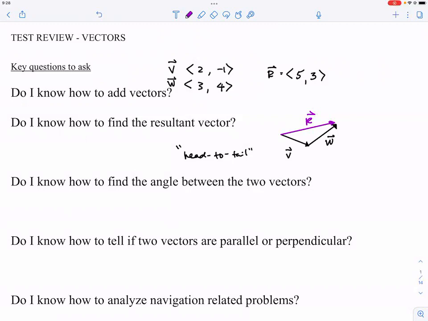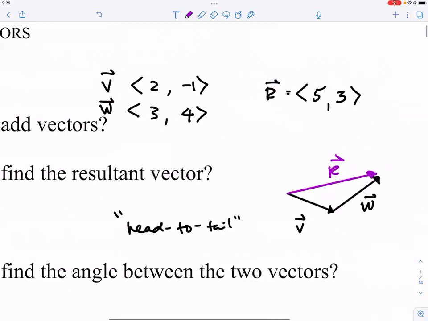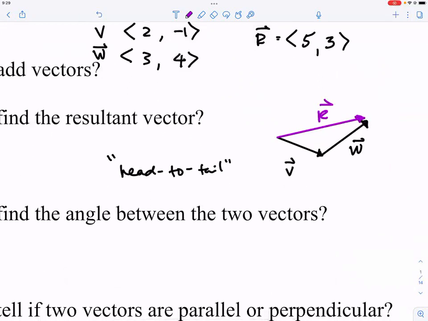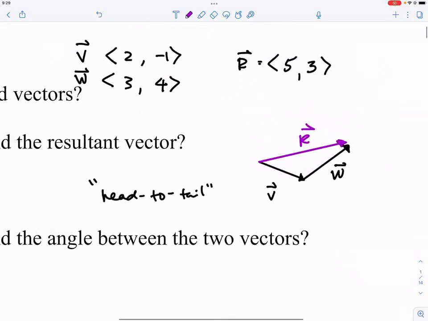Okay, so the first 2 questions are actually the same question. If you know how to add the vectors together, then you know how to do the resultant. And again, you connect the individual vectors together if you would like to find the resultant vector. All right, so keep that in mind. If you have individual vectors, just add the x components and y components together, and you get the resultant. If you have the arrows, just connect them from head to tail.